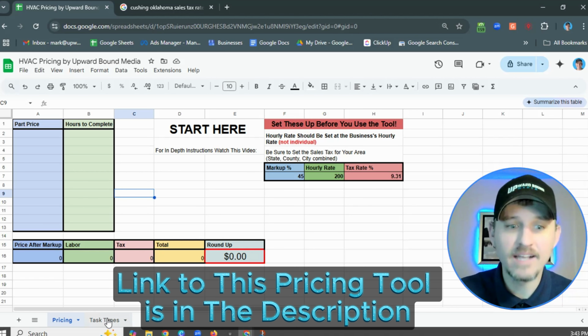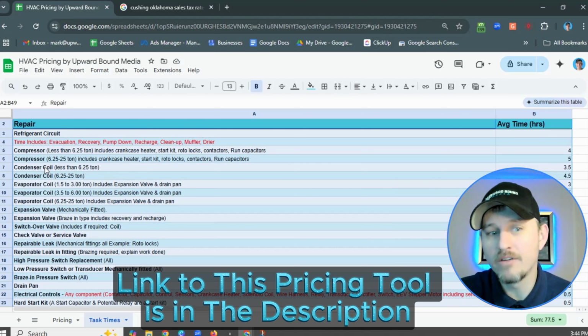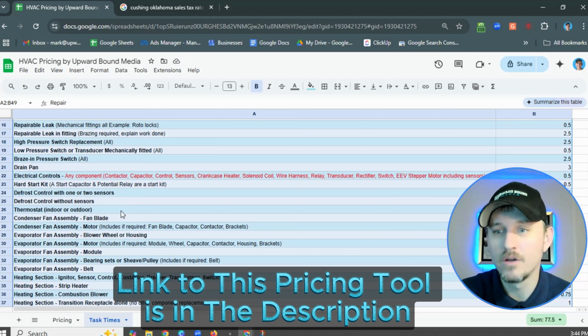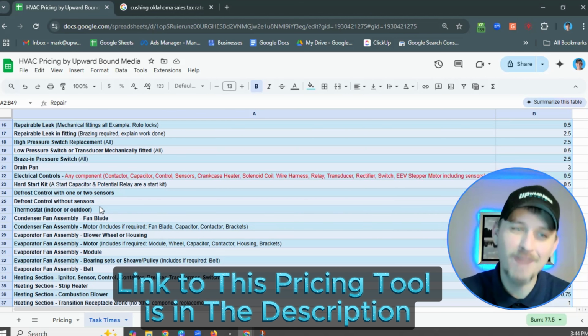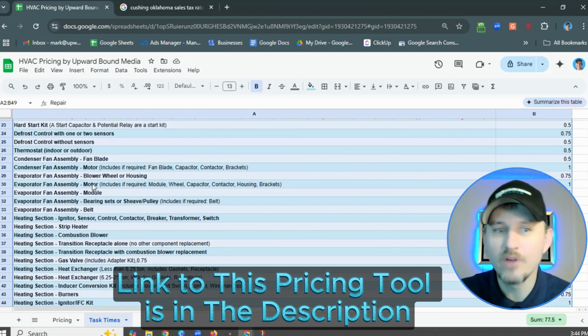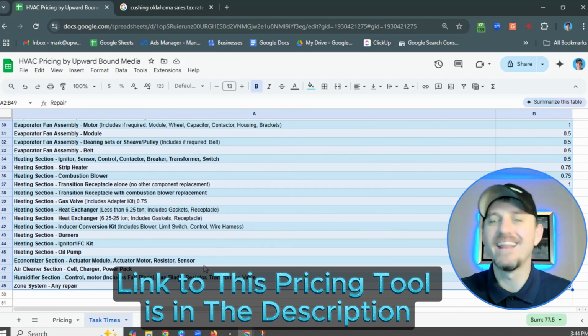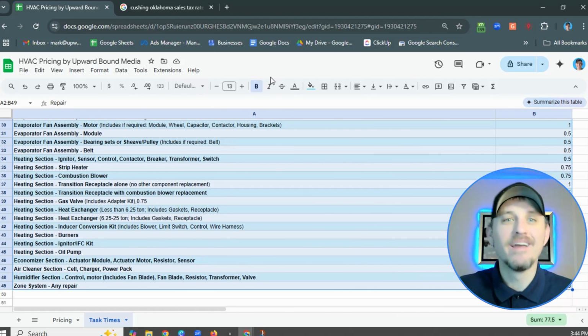And then, like I said, we also have the task times over here, which is another good indicator. I've got task times over here. I don't have a price for a defrost control with 2 sensors. Well, maybe we should come up with the price in our book for how much a defrost control is. So these are also going to be good indicators for any things that you might need to add to your price book.